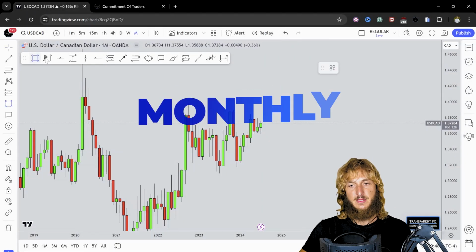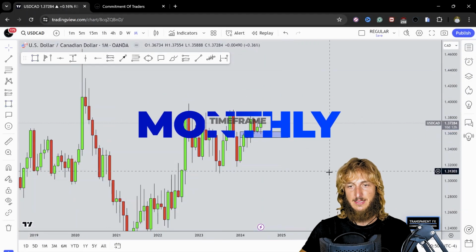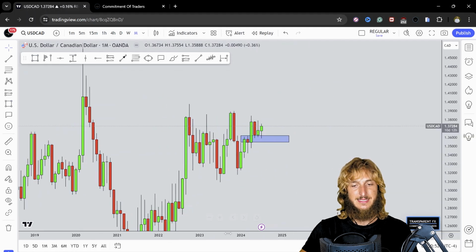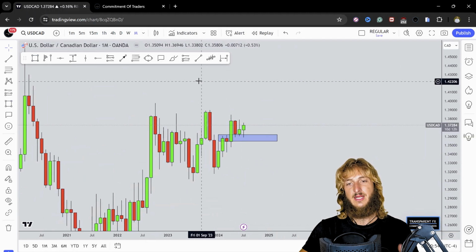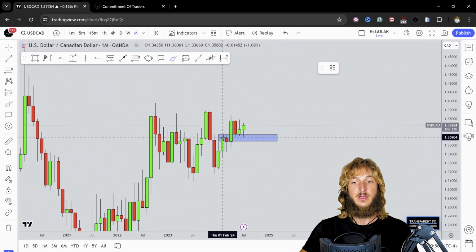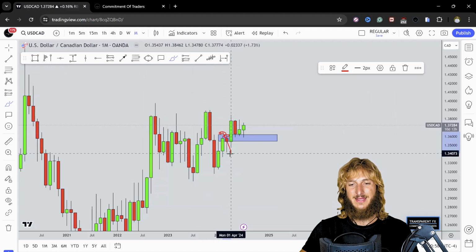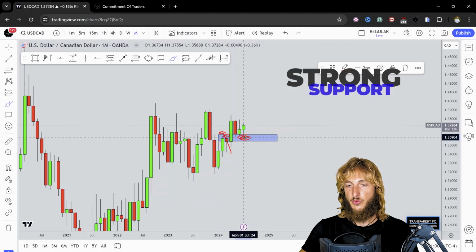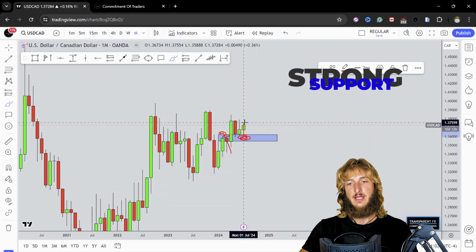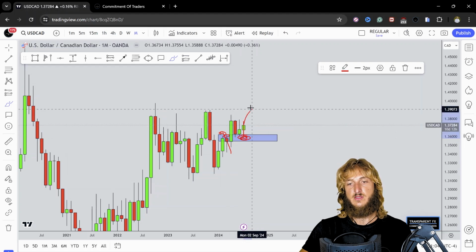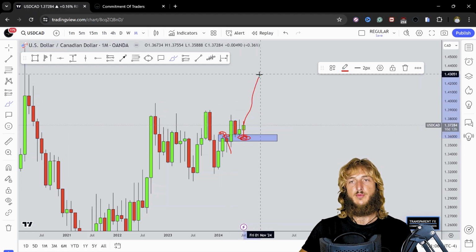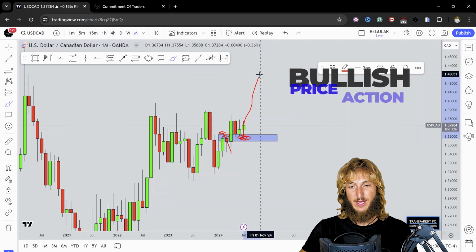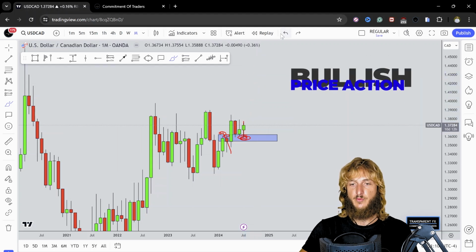Starting here from the monthly time frame, what we can see is that at the moment we have a market which is testing and rejecting to the upside a quite strong historical level of previous monthly resistance, which is now turned support. Now, as the market is testing and rejecting to the upside this previous resistance turned support, there is definitely the possibility of seeing more bullish price action being created away from this level.